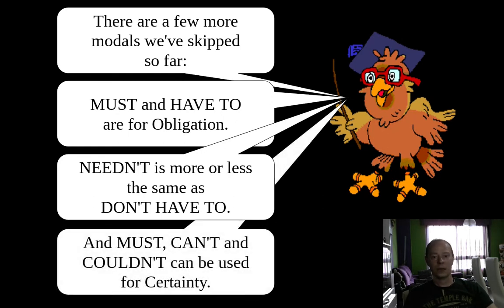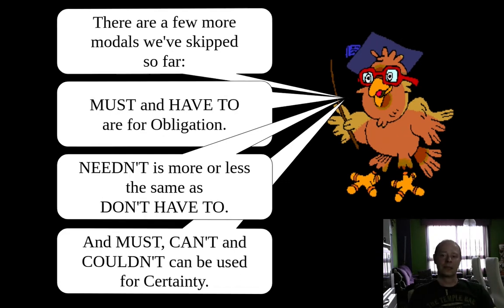Must, can't, and couldn't can also be used for certainty. Oh, that must be the dog. You can't be serious. That couldn't possibly be true. All that kind of stuff. Then there is ought to, which is basically the same as should, and a few others. But let's work with these we've got so far.